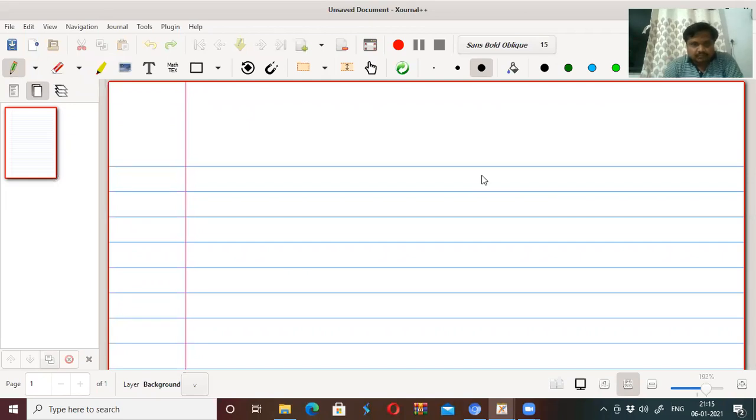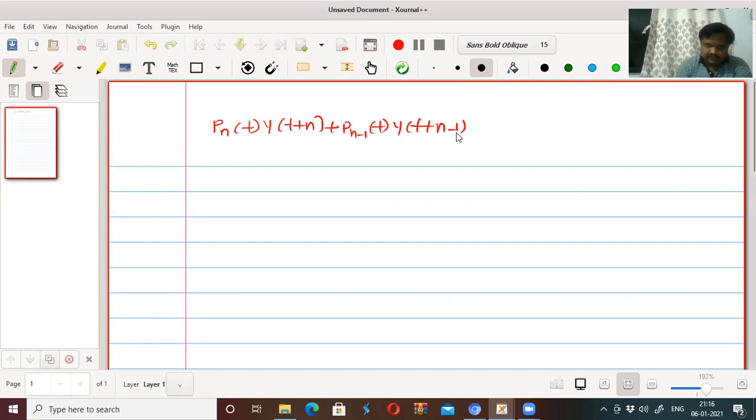Today we will see some more results on nth order linear difference equations, non-homogeneous as well as homogeneous. In the previous lecture, we have seen what is meant by nth order linear difference equation. The equation of the type p_n(t) y(t+n) + p_{n-1}(t) y(t+n-1) + up to + p_0(t) y(t) = r(t), where p_0 and p_n are not equal to 0 and r(t) is any function of t. Also, p_0 up to p_n(t) are any functions of t. This is called nth order linear difference equation.